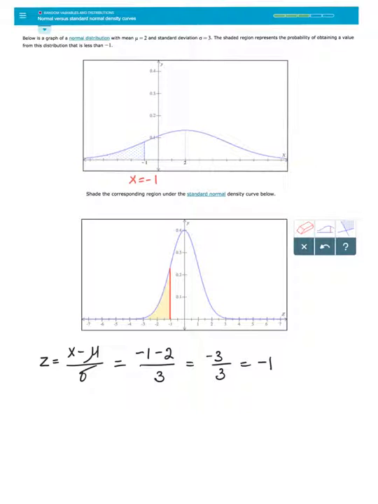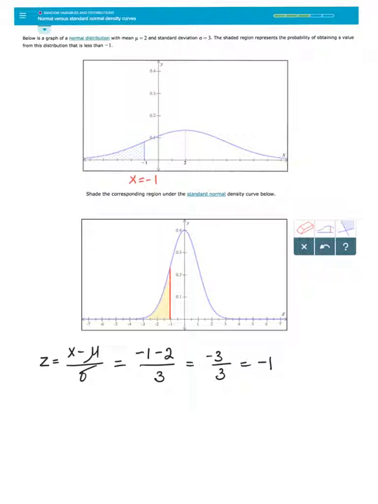I hope you remember that to compute z-score for any x value, you need to take a difference between x and mu and divide that difference by the sigma. In our case, it means -1 minus mu of 2 divided by sigma of 3. That results in -3/3 or -1. It means that on a standard normal curve, the corresponding location also going to be -1.